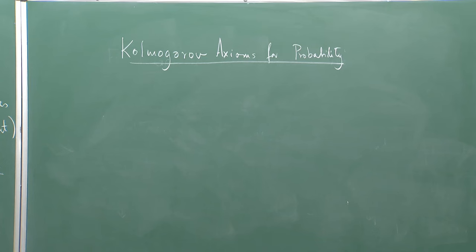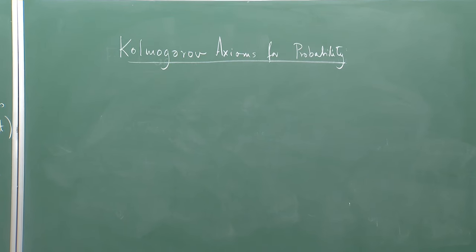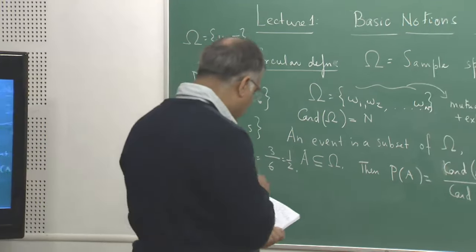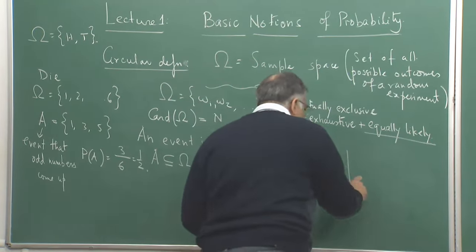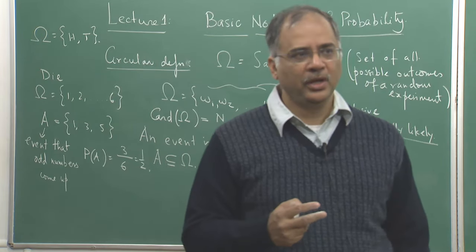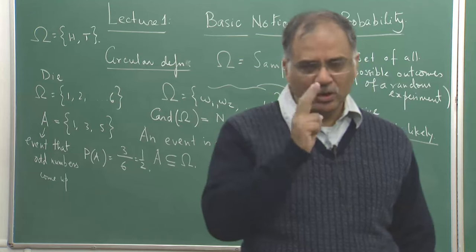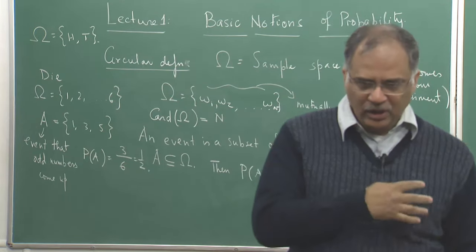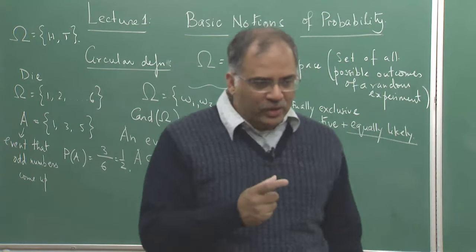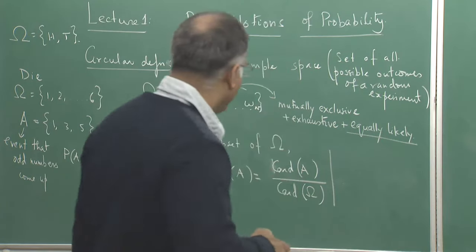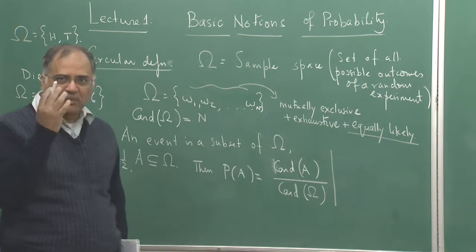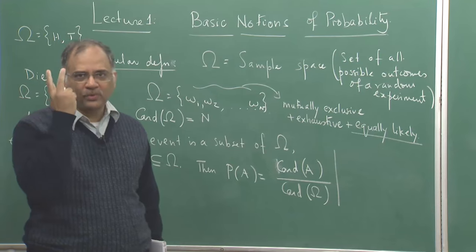In the next class, we will first give an example as to why this definition of probability does not work, which will be called Bertrand's paradox. We will do some examples. What we will show is that if we consider this definition of probability, then in Bertrand's paradox, the same question will have two different probabilities.